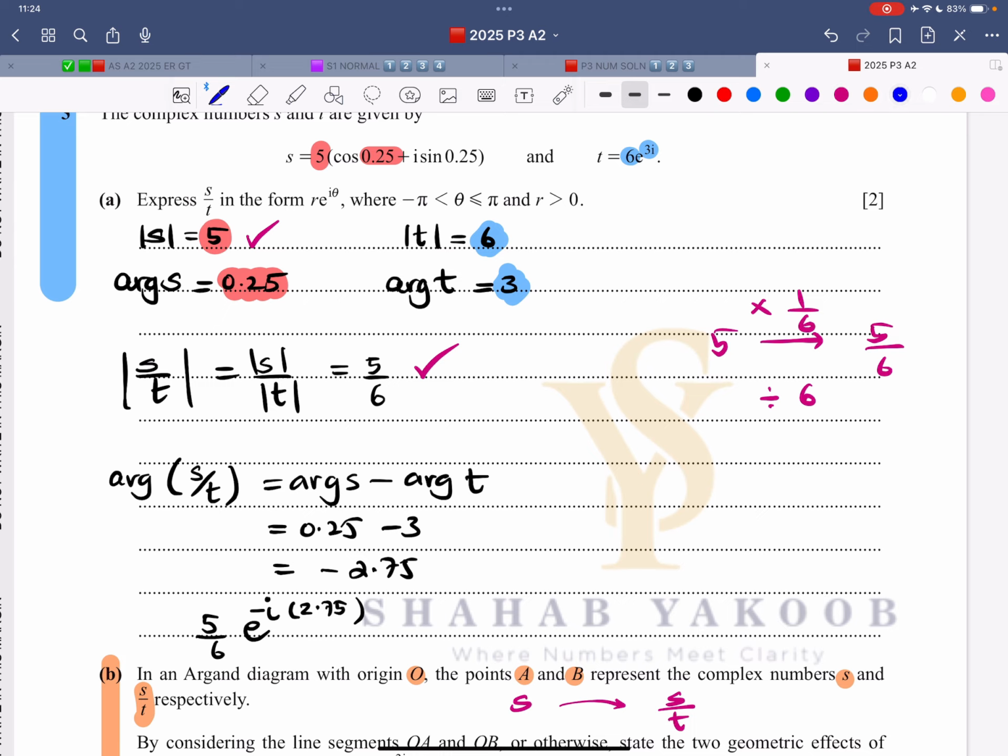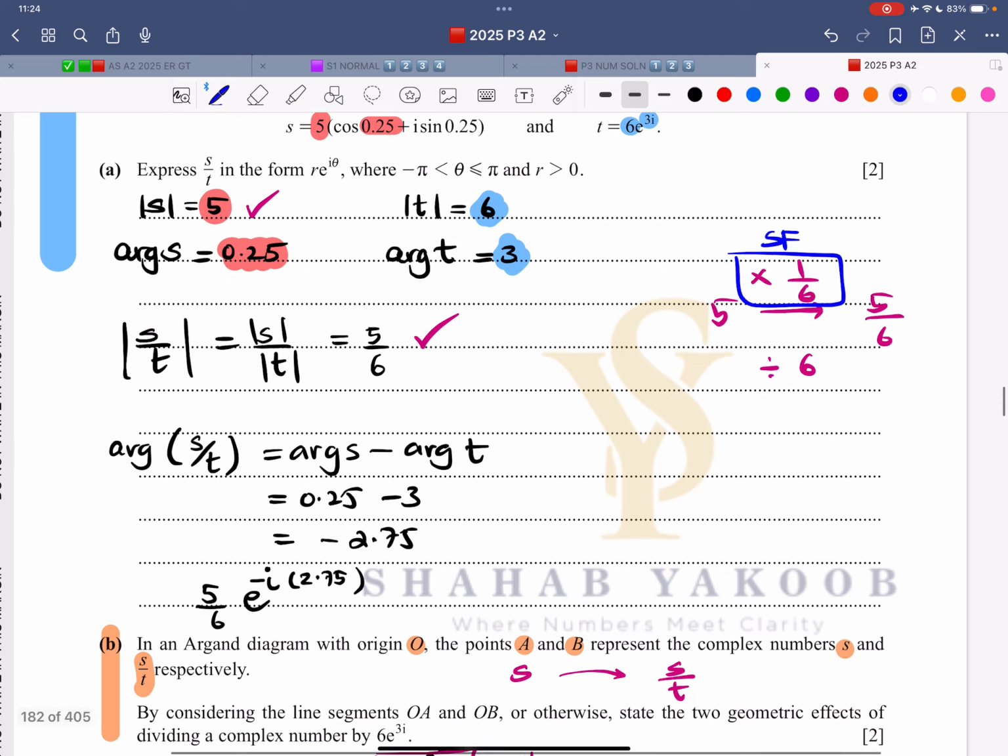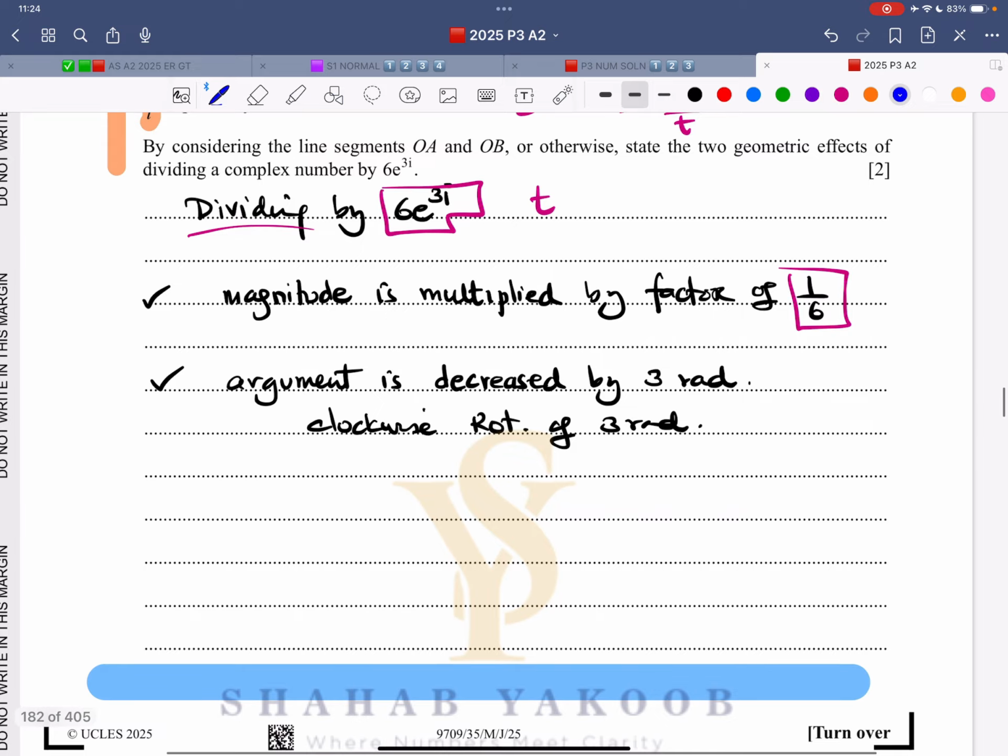So I'll prefer this thing because scale factor is about multiplication. So over here, magnitude is multiplied by a factor of 1 over 6. That means this is an enlargement, and the scale factor is 1 over 6. That's one thing. What about the argument?